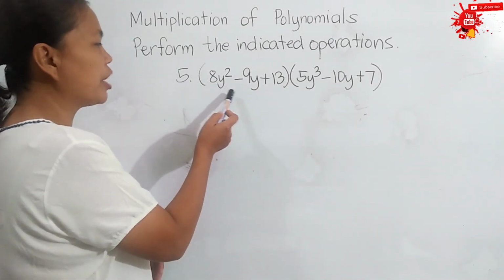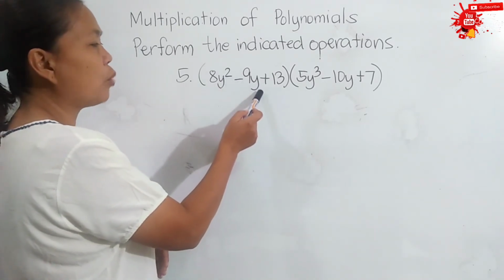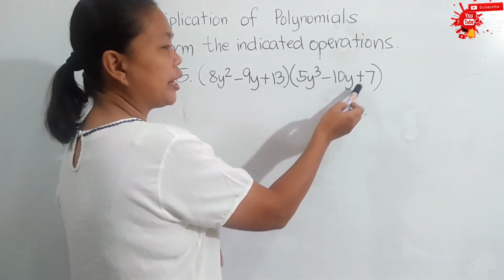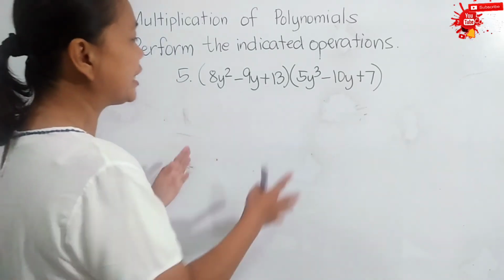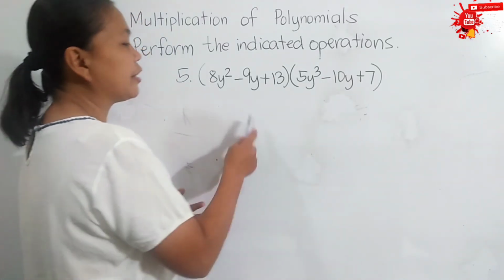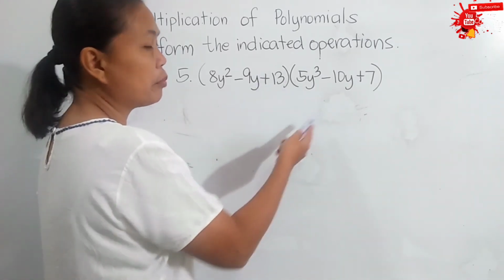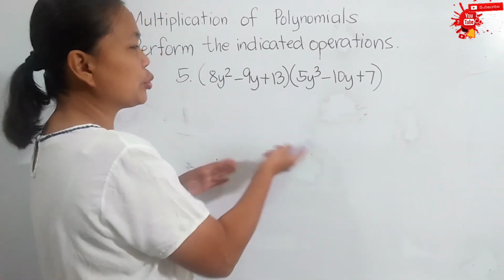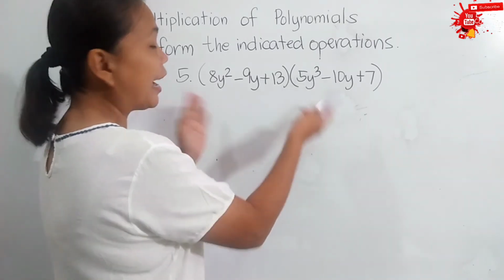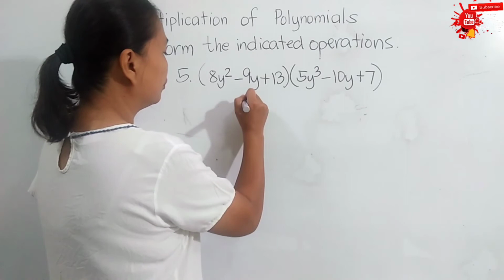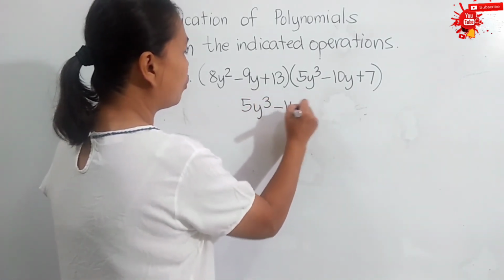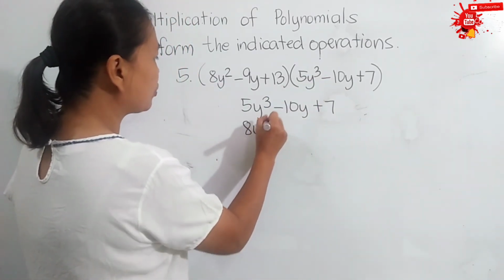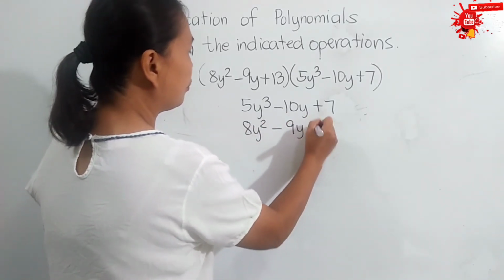So, we have here the polynomial 8y squared minus 9y plus 13 multiplied by the polynomial 5y cubed minus 10y plus 7. So, we write it vertically and, as what I've said, we will write first the polynomial with the greater number of terms. But since here, the polynomials have the same number of terms, we will just choose the polynomial with the highest degree. So we have here 5y cubed minus 10y plus 7. So let us multiply it by 8y squared minus 9y plus 13.